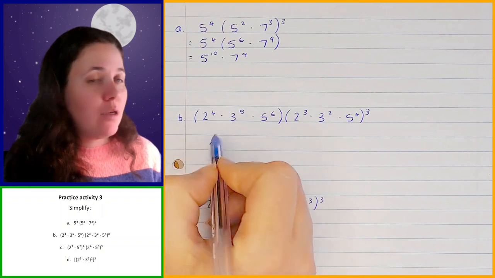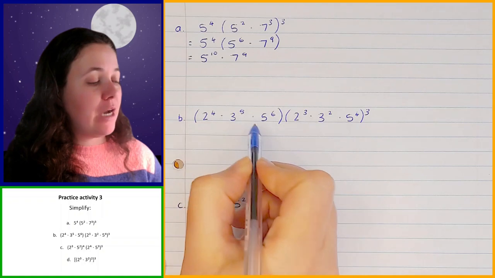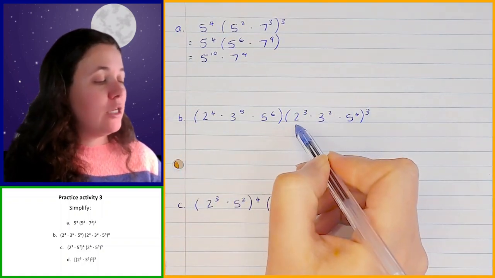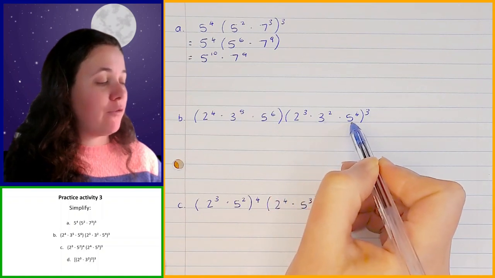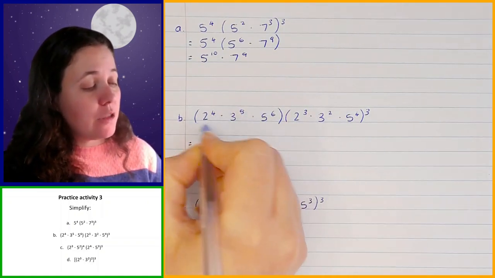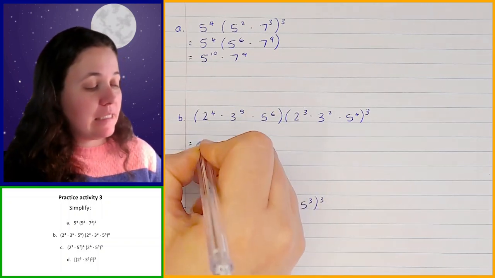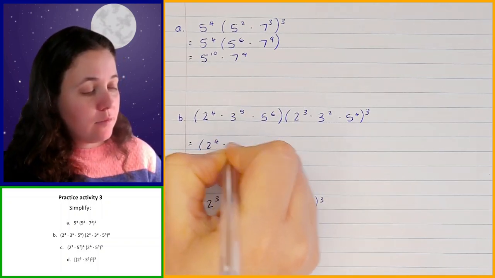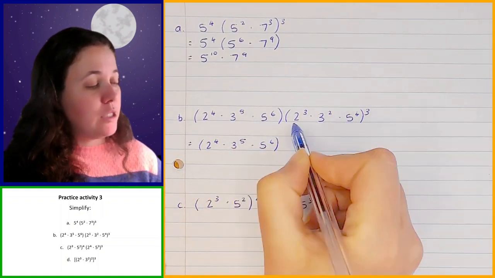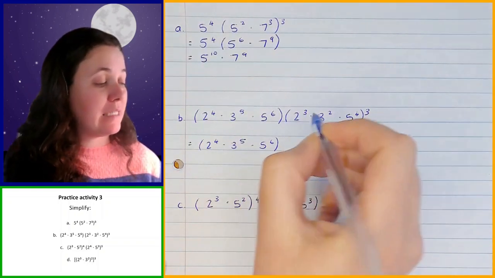Okay, then question B. We've got 2 to the power of 4 times 3 to the power of 5 times 5 to the power of 6 in brackets, then multiplied by 2 cubed times 3 squared times 5 to the power of 4, also in brackets, cubed. Okay, so first, this over here is not going to change. There's no exponent outside, so it's just going to stay as it is. But this one, I need to apply the exponent to all of the powers inside, all of the factors inside.